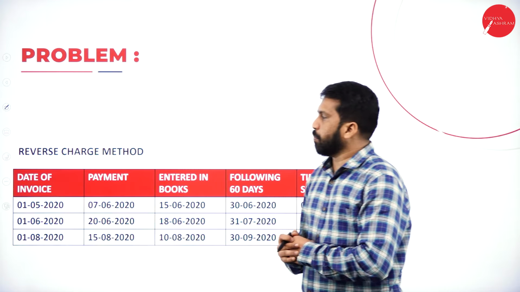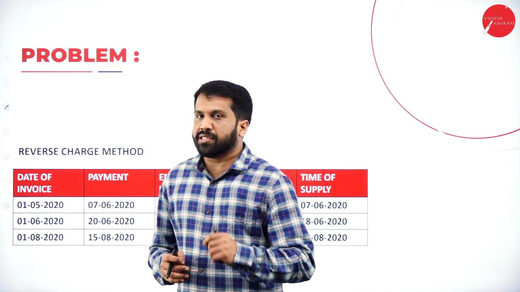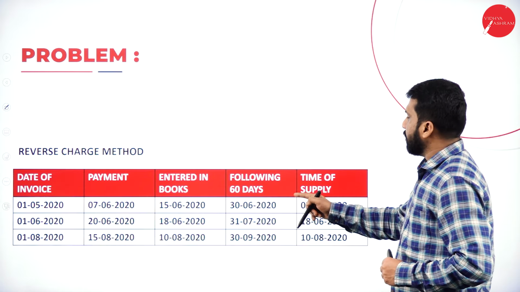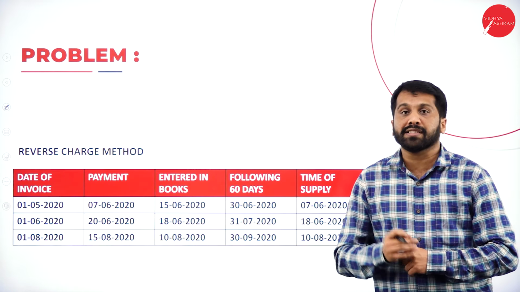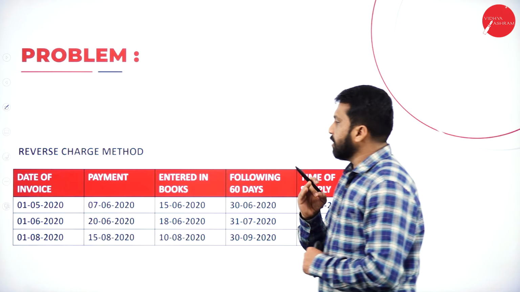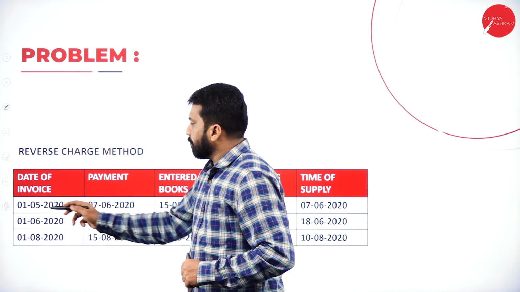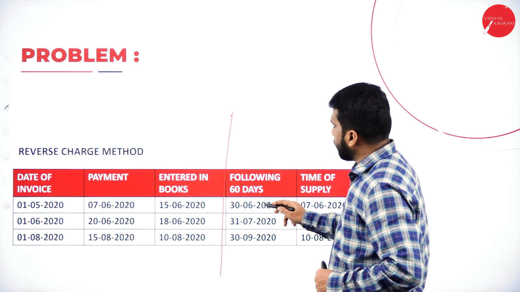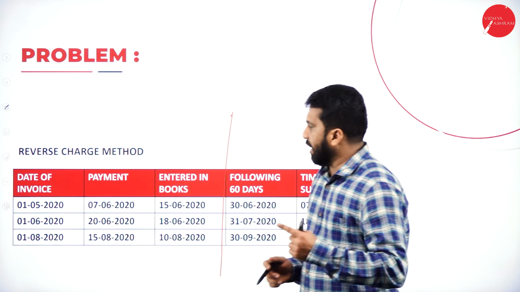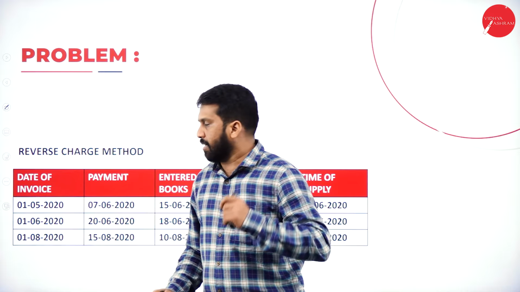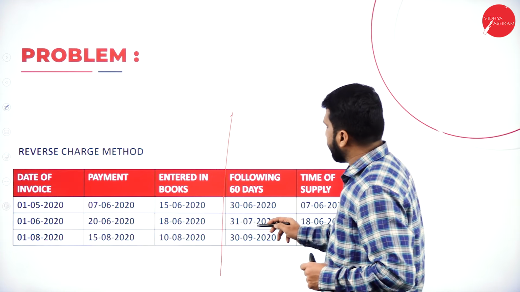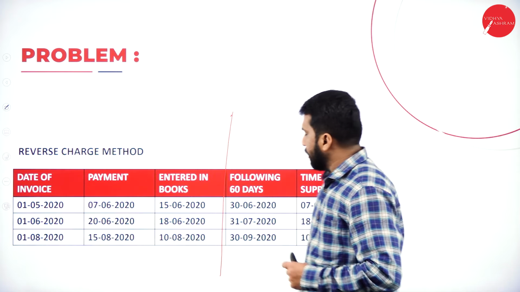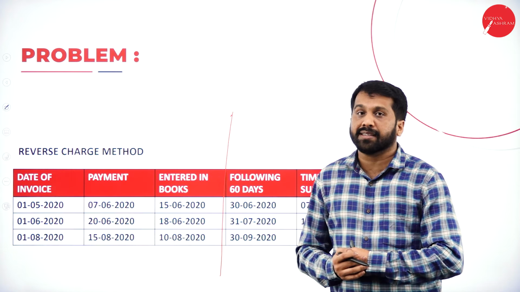We'll go for the last problem for the day. Here also the same thing: date of invoice, payment, entered in books, following 60 days and time of supply. As per this, what happens? 1/5 add 30 days, it will be 30th/6/2020. Again, add not 30, 60 days. 1/6 add 60 days, it will be 31st 7. 1/8 add 30 days, it must be 30th 9.